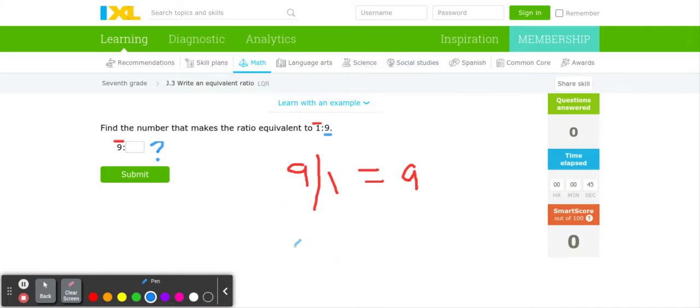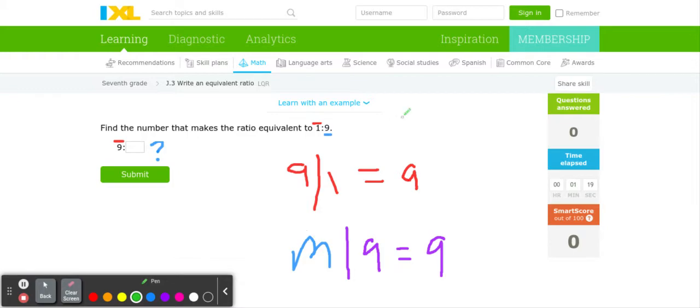Now we can write this as an equation here. We're just going to say m for missing ratio. So m, I'll just use a different color. M divided by 9 should equal 9. So once we have this equation written down, we can start to solve this.